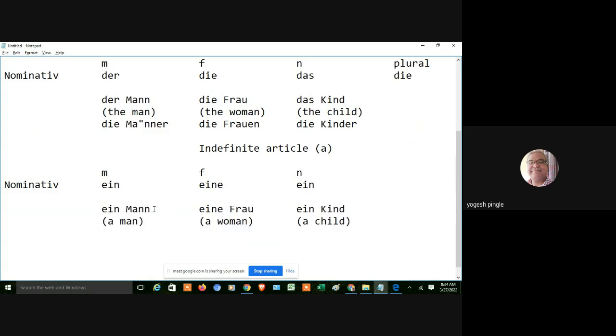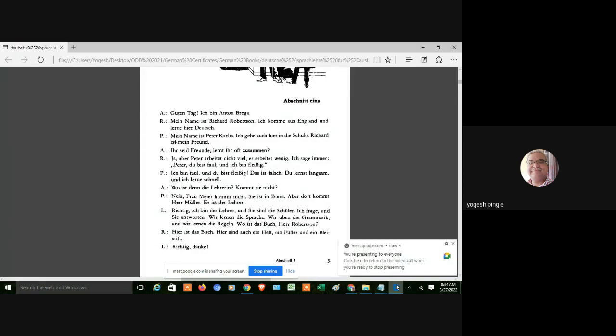Now here, even though it's ein Mann, it is der Mann because it is masculine. It is das Kind. In the indefinite article, it is ein Kind only. But whenever you are reading something, here in the context, you may get confused whether it is das or whether it is der.